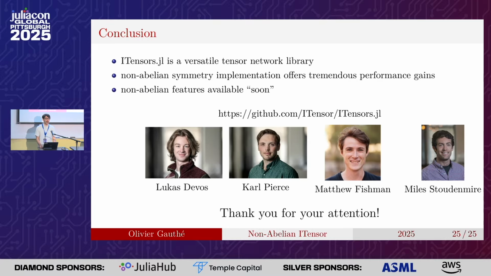So to conclude, ITensor.jl is a very versatile tensor network library that aims to be fully generic, agnostic to any application you will want to use it for, even though it's originally coming from quantum physics. And the new feature we're developing right now is non-abelian symmetries, which offers tremendous gain in terms of both CPU and memory. And this will be available when it will be available.